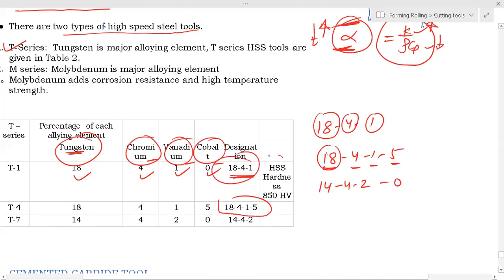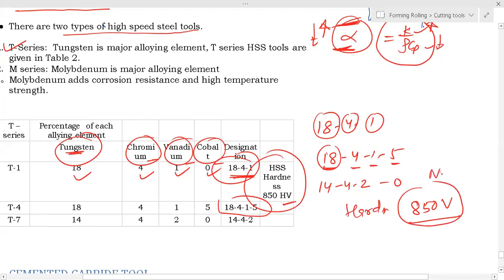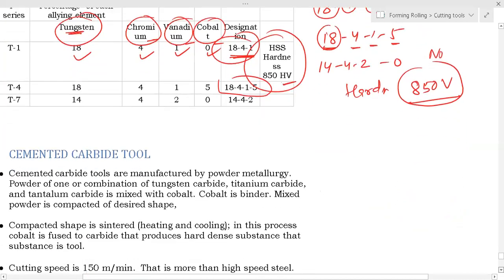Sometimes they ask about the hardness, which is 850 HB. Note this, because when we discuss other tool materials, we can compare the hardness.